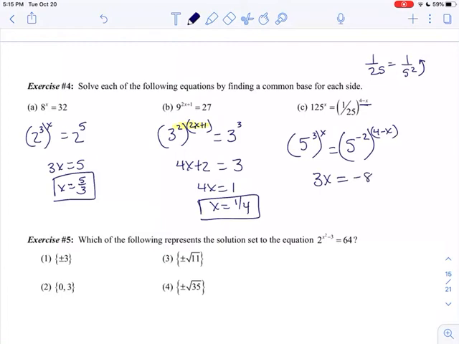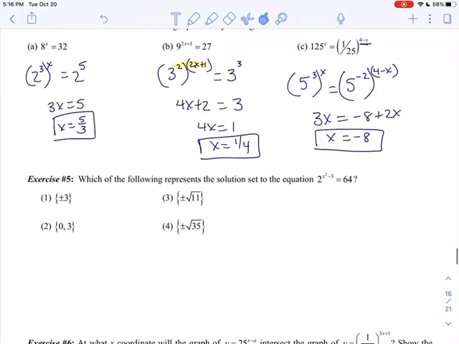So I need to multiply. 3 times x is 3x, now that I have common bases. On this side, negative 2 times 4 is negative 8. Negative 2 times negative x is positive 2x. I'll subtract 2x, and I get x equals negative 8.